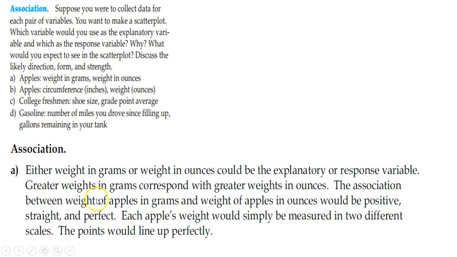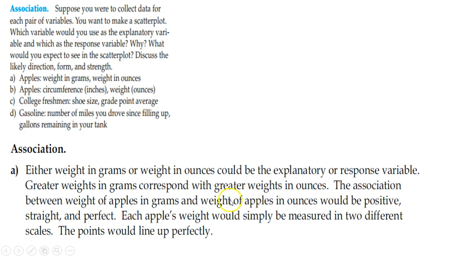For the first one, the point is sometimes people have a hard time deciding which one to make the explanatory, explanatory as in the X, response being the Y. It says either weight in grams or weight in ounces could be explanatory or response. This is just an example where sometimes it's hard to decipher which one. It's not really going to matter impact-wise. It says greater weights in grams correspond with greater weights in ounces because technically speaking, they're both weights, right?